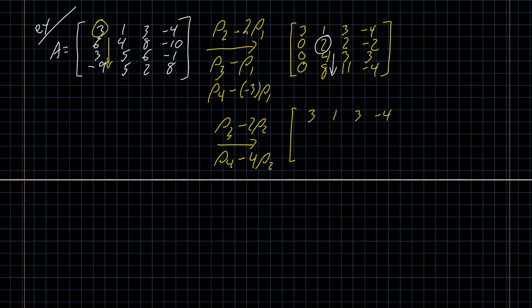All right, first row doesn't change. Second row does not change. Third row, 0 minus 0 is 0. 4 minus 4 is 0. 3 minus 4 is negative 1. 3 plus 4 is 7. Fourth row, 0 minus 0 is 0. 8 minus 8 is 0. 11 minus 8 is 3. Negative 4 plus 8 is positive 4. All right, my first column looks good. My second column looks good. On to the third column.